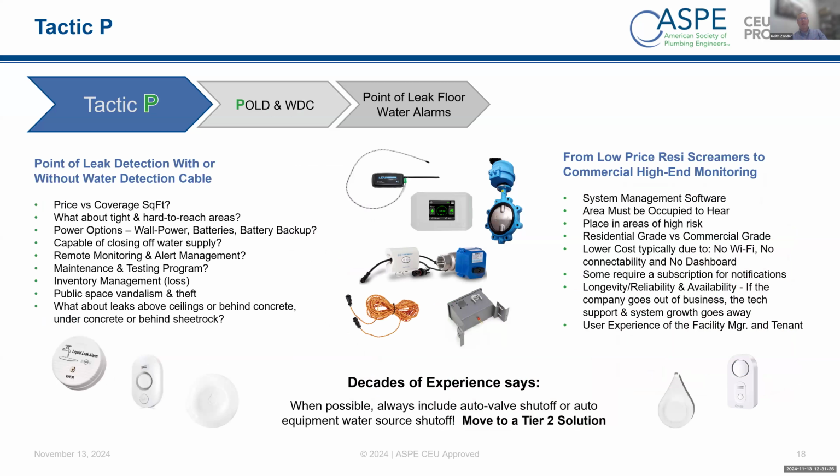Tactic P, outside of the pipe, point of leak detection, water detection cable. You can buy cheap stuff off Amazon for 10, 20 bucks that doesn't go to Wi-Fi, doesn't go to any kind of connectivity. I've seen multifamily high-rise operations go to Amazon and put systems in. Why? Because their goofy insurance company accepts it. And then 6 months later, a year and a half later, they try to add on to the system. Oh, sorry, that company's out of business.